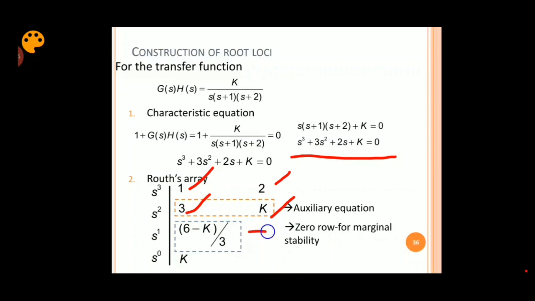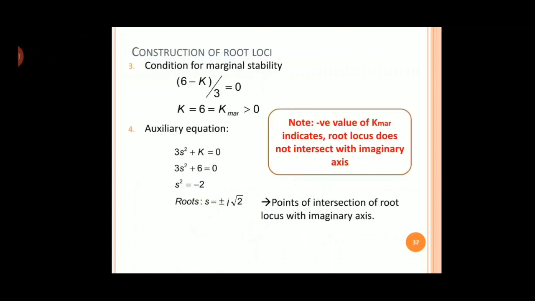So this is the row of 0. Now equate this term to 0 to get the marginal value of k. You can see that (6 minus k) divided by 3 is equated to 0, where you get the k value as 6, which is nothing but the marginal value of k.